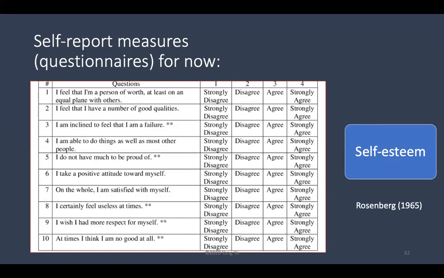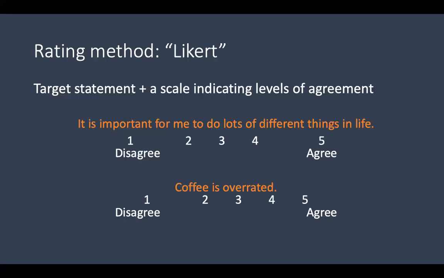And it also has this form of response, which is basically you show agreement or disagreement with these statements. And that's called the Likert measure. Is it called Likert measure? I think it's Likert. So the Likert measure is a type of rating method that's really common in social science.